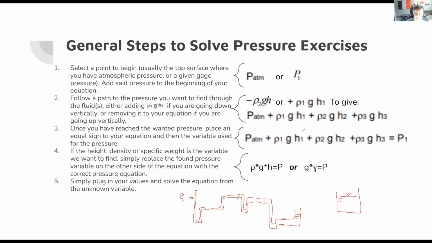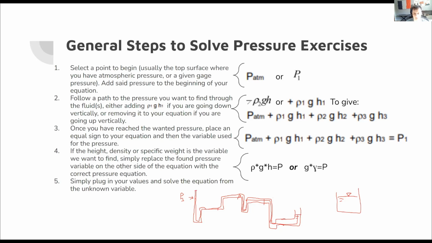So you select the point to begin, and then you follow a path all the way to the point that you want to know the pressure of. Let's say this is the point I want to know the pressure of. We go down all the way here, we go up all the way here, we go down again, and then up again. Like I explained before, if we're going down, like in this first section, you add the pressure with the properties of said fluid: the density of the fluid times g times the height that you're going down.